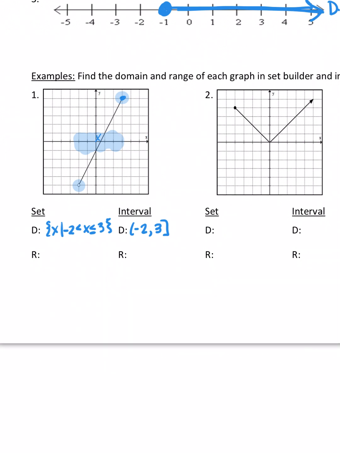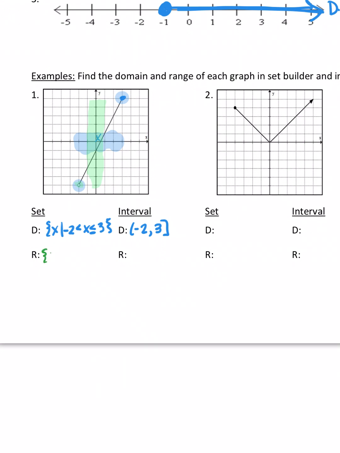Now for range, we're going to collapse down to the y-axis. So we're going to go this way. What y values will it be using? Now it stops right there, doesn't it? It stops right there. So only those y values are being used. So that's what my range will reflect.